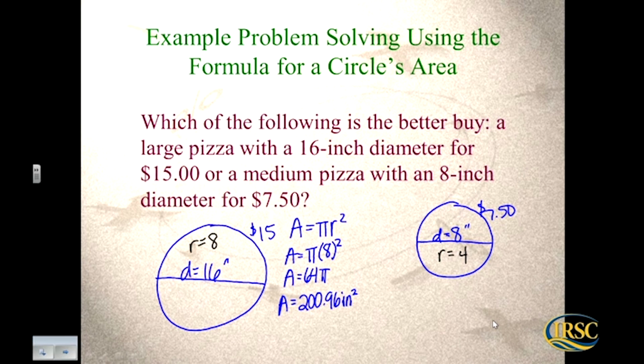So go ahead and work out the area for the second one. Okay, so you get 4 squared, which is 16 pi. And so hopefully you got 50.24. All right, so now it wants you to find the better buy. So we've done these problems before in this class. If you're looking for the better buy or the better value, then you need to get it down to price per unit.